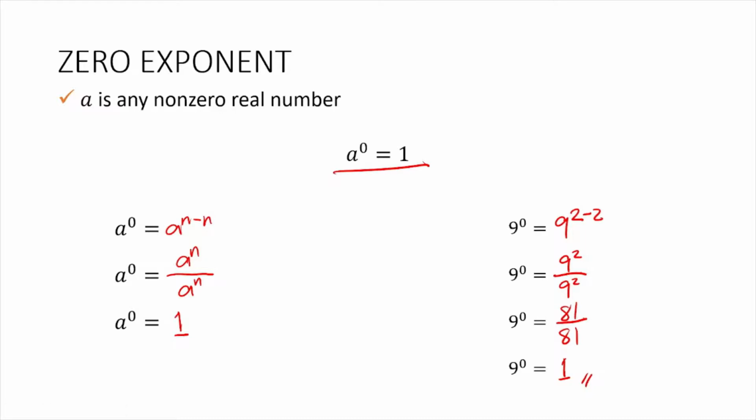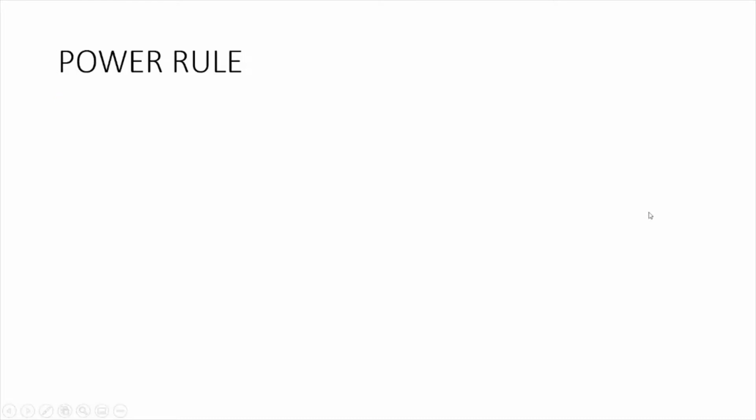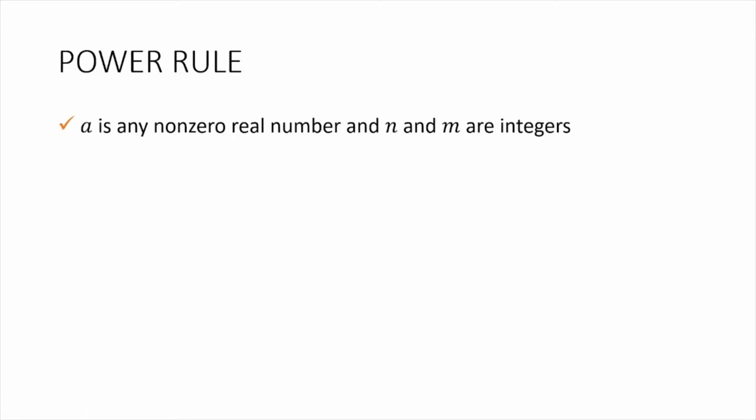All right, next we have the power rule. Okay, so for any non-zero real number a and positive integers for the exponents n and m, if we have quantity a raised to the power of n and then raised to the power of m, then we just copy the base and then take the product of the exponents.